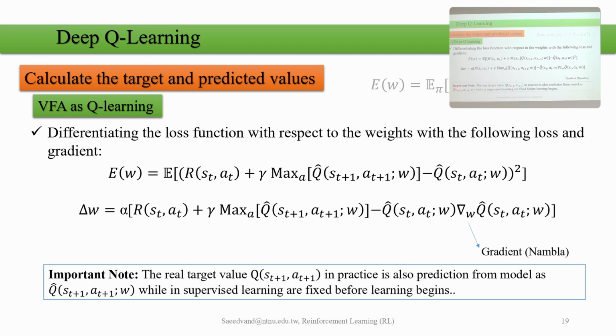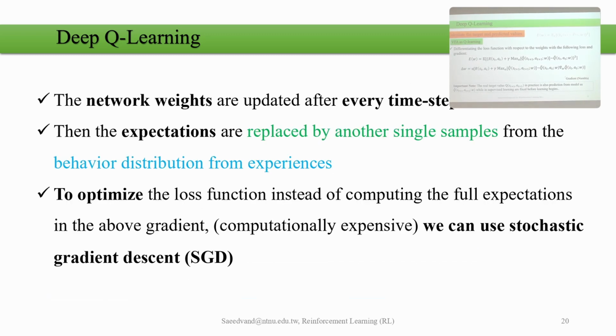I restated one important point. The real target value, this one, in practice is also a prediction from the model, while in supervised learning we didn't have it. I already mentioned the point multiple times, but I jotted it down there for you so that when you're studying later, you can make sure that you don't miss it and don't confuse it.